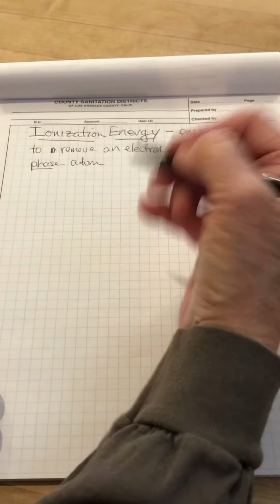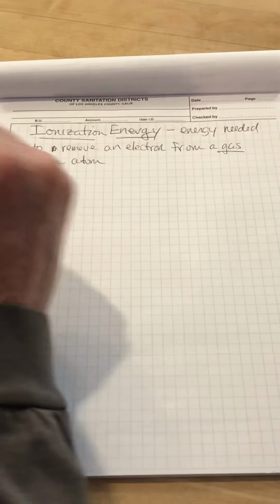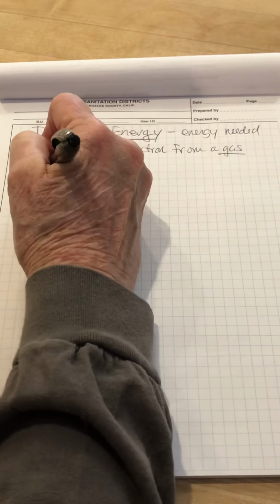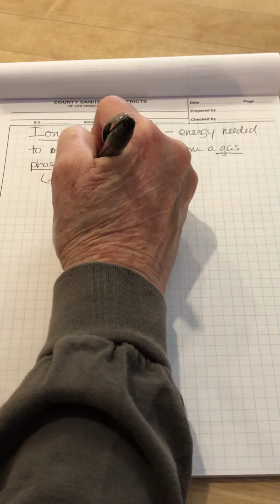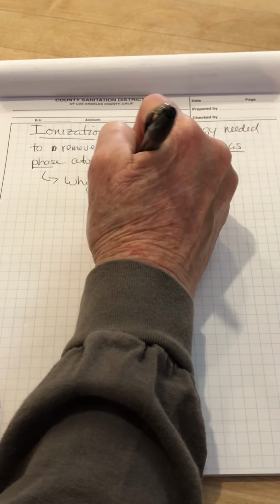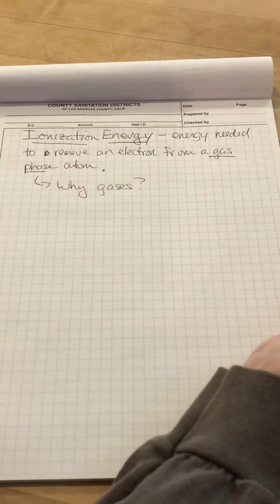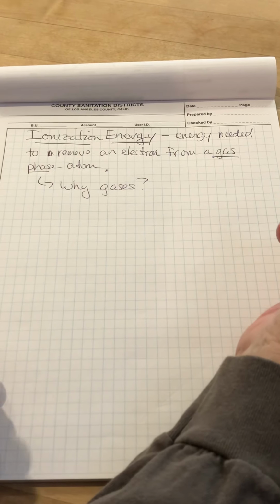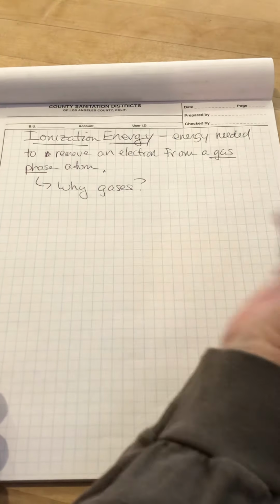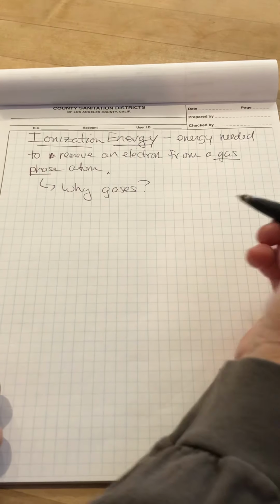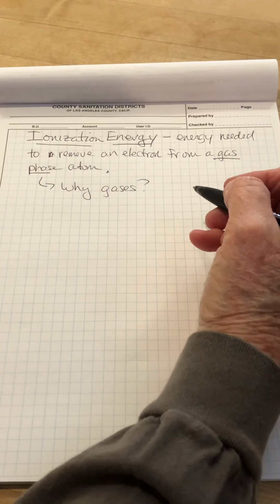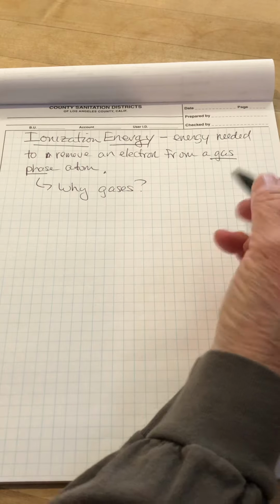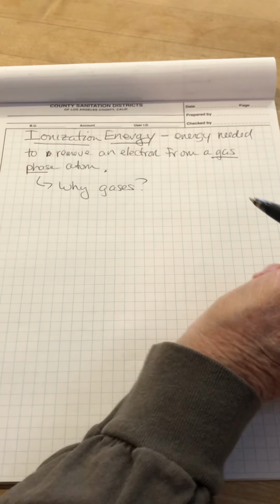Again, this is another think about it kind of deal. Why does this have to be in the gas phase? What would happen if you started with a solid or a liquid? I mean, most of the elements are solid. What happens if you're putting energy into those? What's going to happen first? Are you going to be pulling electrons off? I don't think so. We will come back to that in a discussion in a bit.